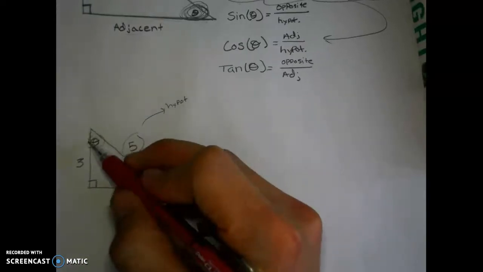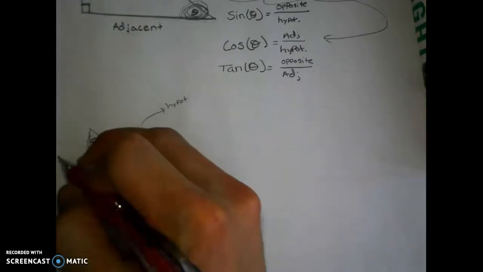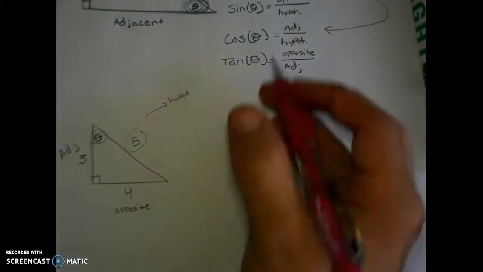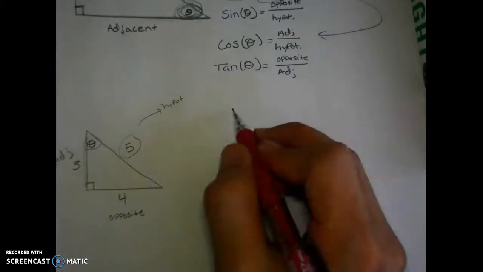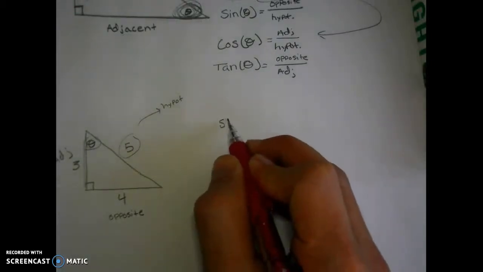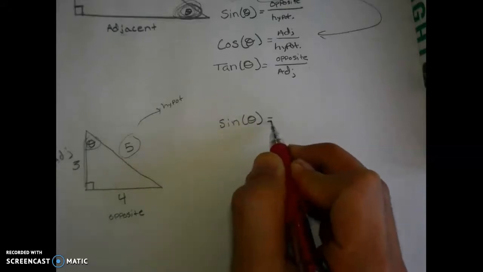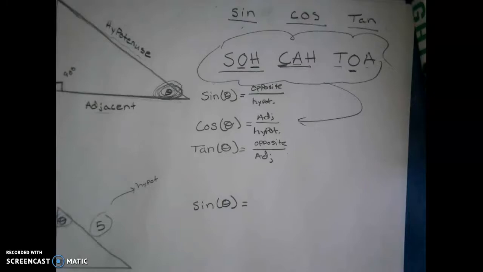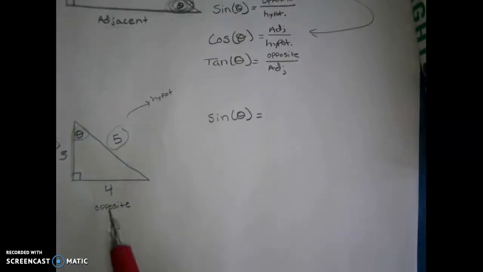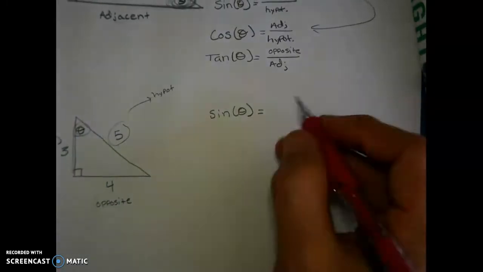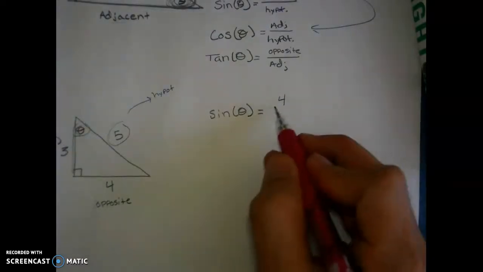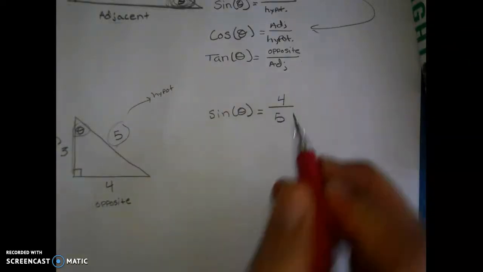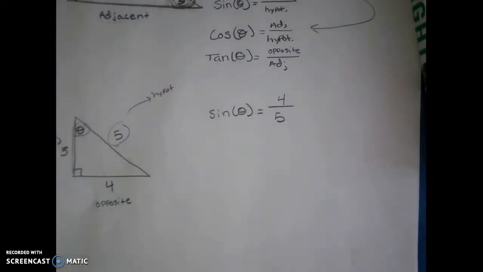And then the next one is the one right next to it that runs along it. That's our adjacent. So now let's find all three of our trig ratios. Let's start with the sine of theta. What is this equal to? Sine, remember, is opposite over hypotenuse. What's our opposite? We said that is 4 over, well, what's our hypotenuse? 5. So sine of theta is equal to 4 over 5.